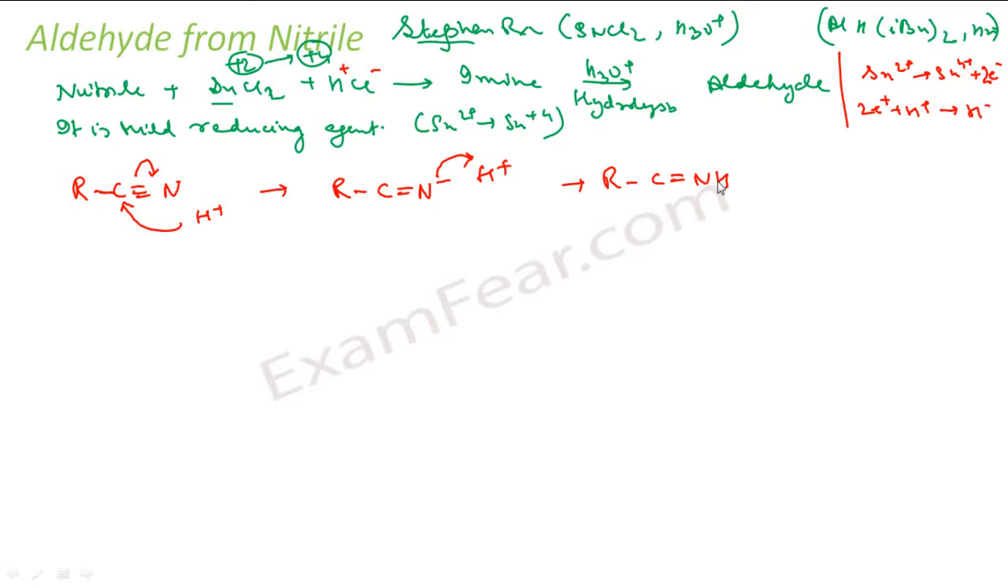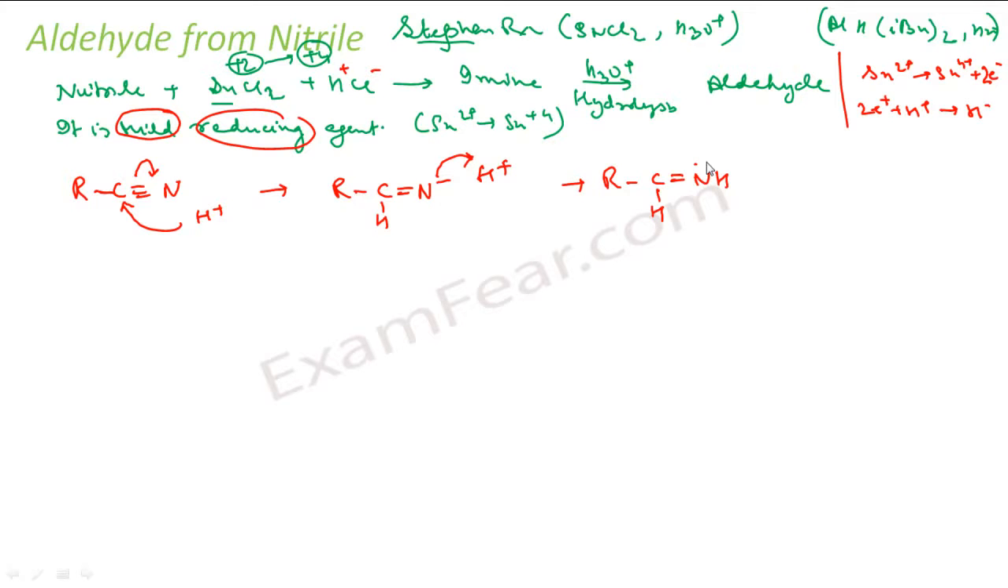Correct. Now, since it is a mild reducing agent, it will not reduce the second double bond. Please note, since it is a mild reducing agent, it will not reduce the second double bond. It will not be RCH2NH2. It will stop here. Correct. This is the max work done by Sn2 plus.